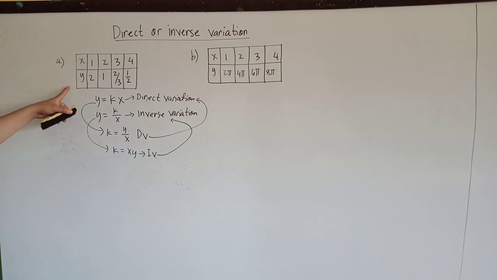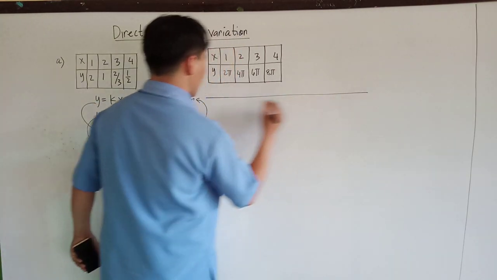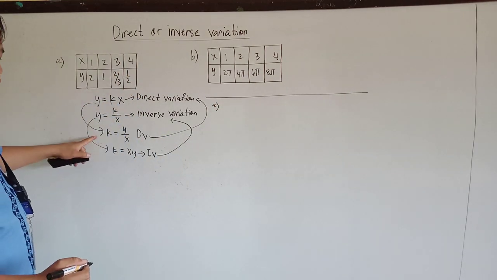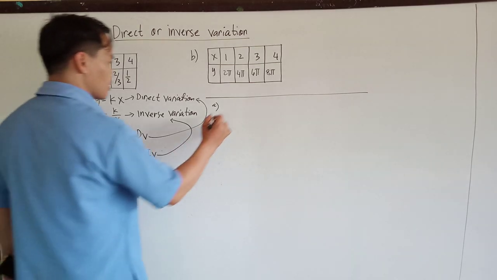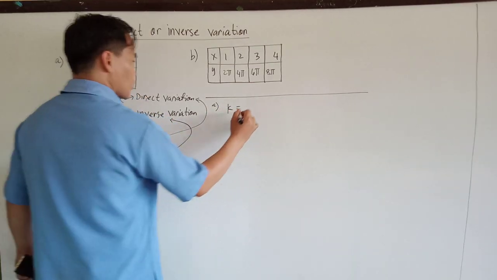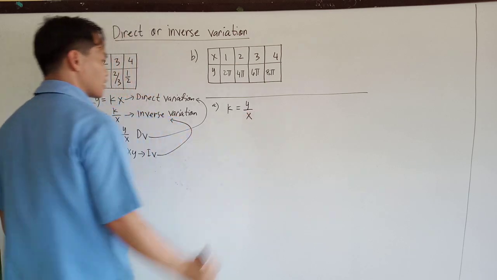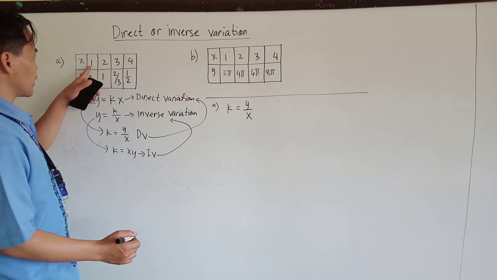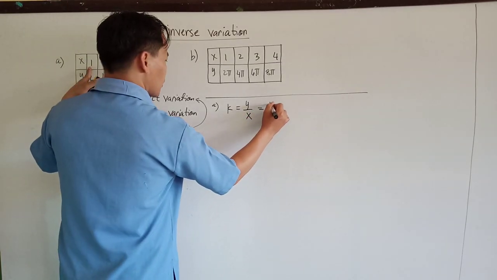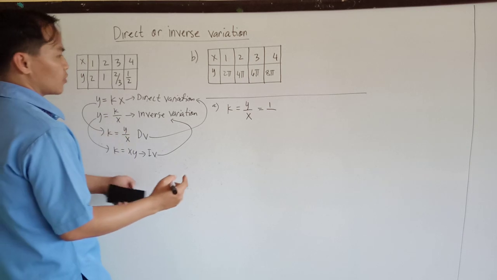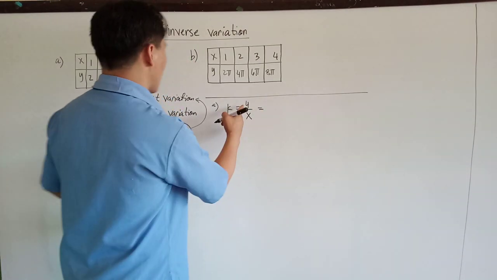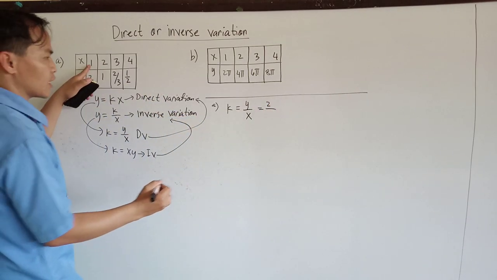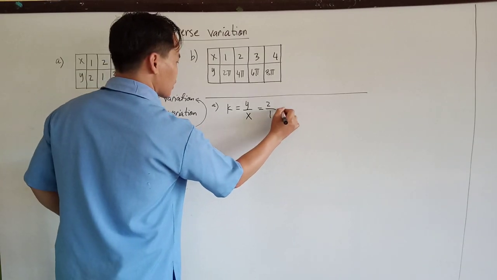Okay, let us have letter A. For letter A, using this table, we have to use first the formula for the direct variation. k is equal to y over x. So we know that x is equal to 1 and y is equal to 2, because it is y over x. So the answer is 2.